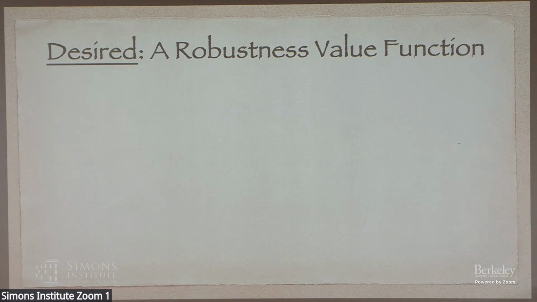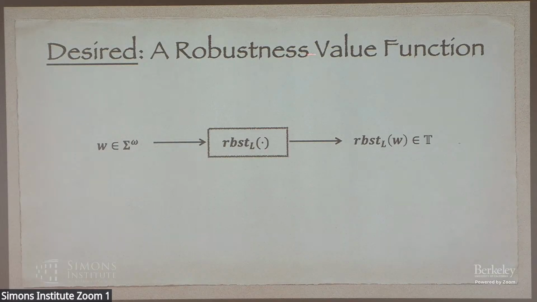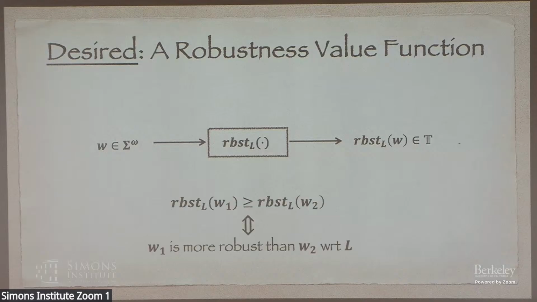Okay, so we want this robustness value function. You give it an L, you get the function robust for L that takes a word and gives you some value of how robust it is. And what we expect to happen is that if the value returned for W1 is higher than that returned for W2, then W1 is more robust than W2 with respect to the language. So this is our first requirement, and this is again the requirement that I have trouble proving, because W1 is more robust than W2 in the eyes of whom?